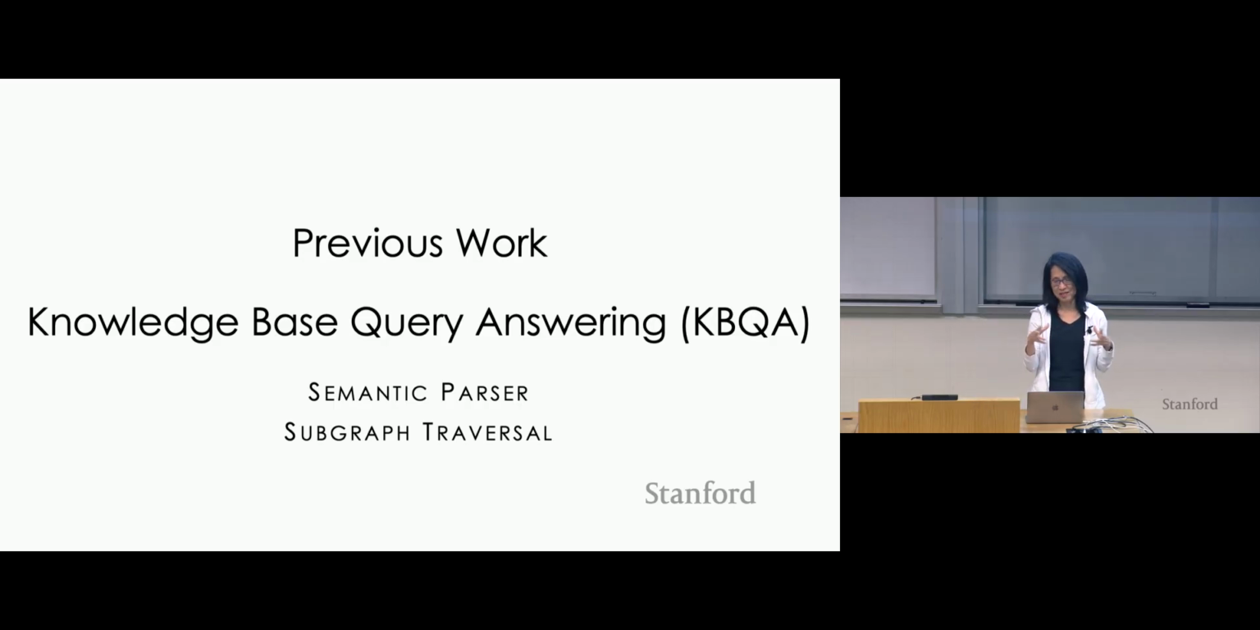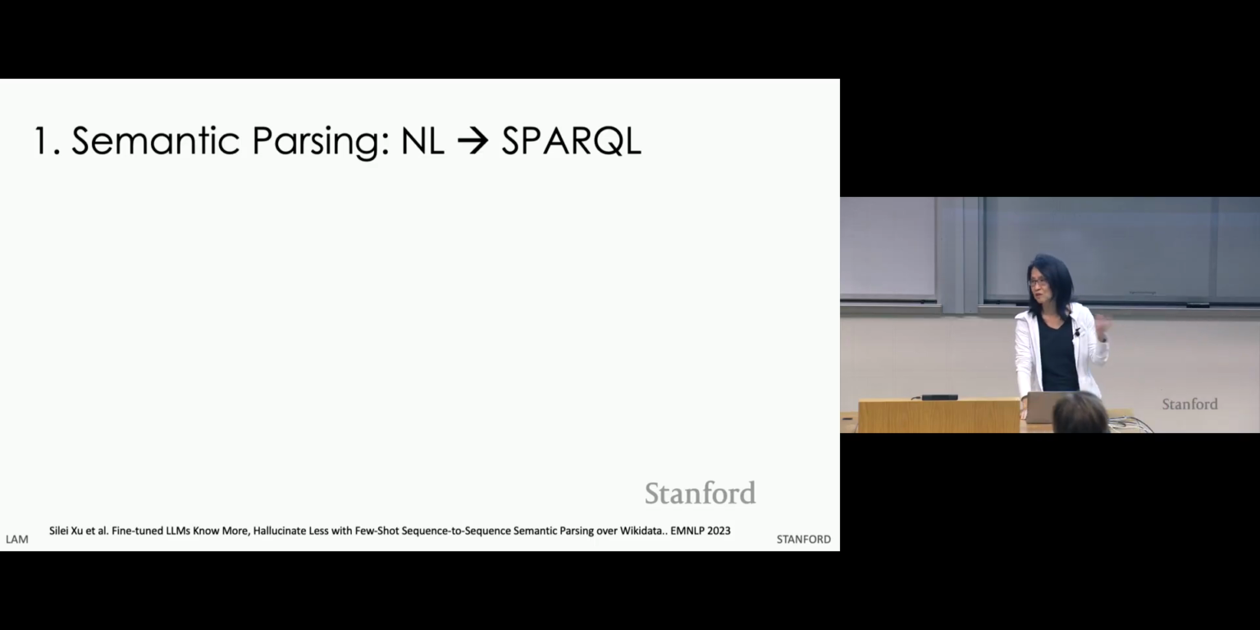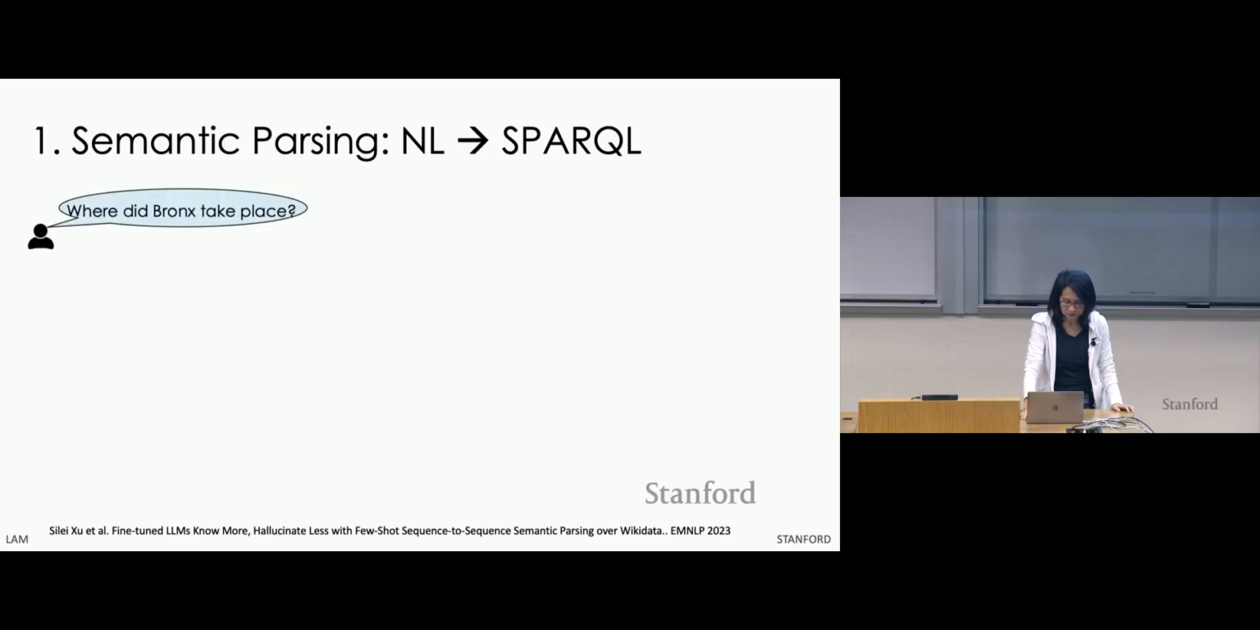It is, I would say, the most recent work that we did, on semantic parsing. But because you're familiar with semantic parsing, we start there, and then we look at a more traditional method called subgraph traversal. So semantic parsing means I give you natural language and you translate it into SPARQL. So let me give you an example of a flow here.